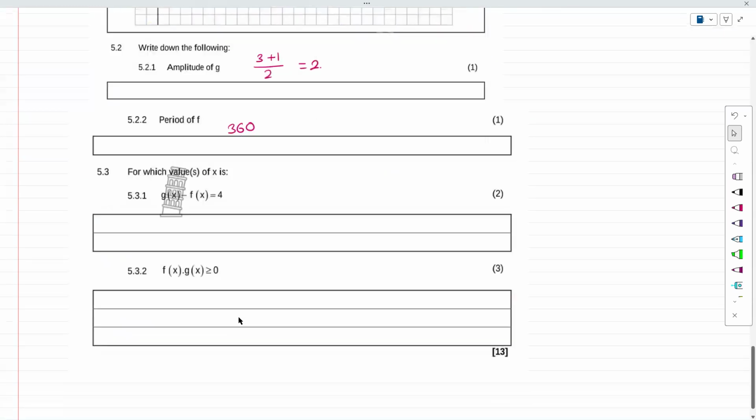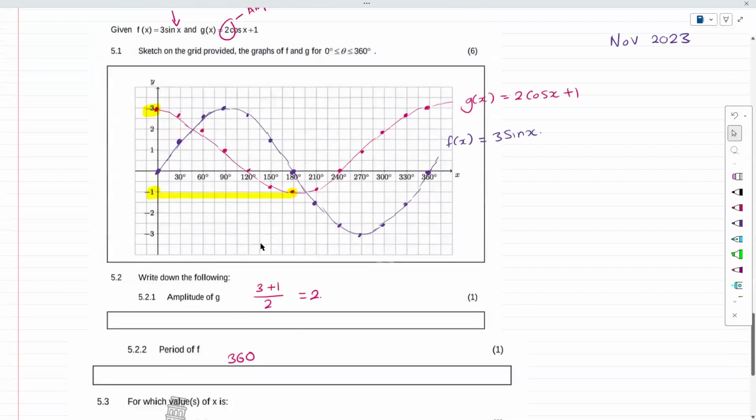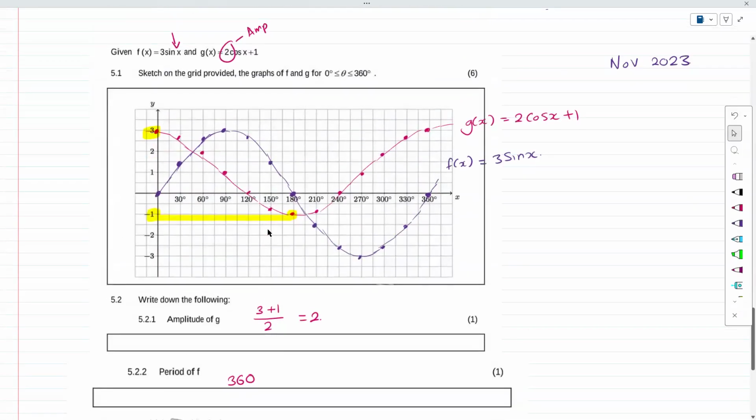Now, the next question might seem like it's level 4, but it's not. It's not really difficult. What we can do is we can take g of x minus f of x, and they want you to equal 4. So guys, in a very simple way, all they're telling you to do is look at the g graph, which is the red graph in our case, look at the purple graph, the f graph, and minus the points and see if we can get 4.